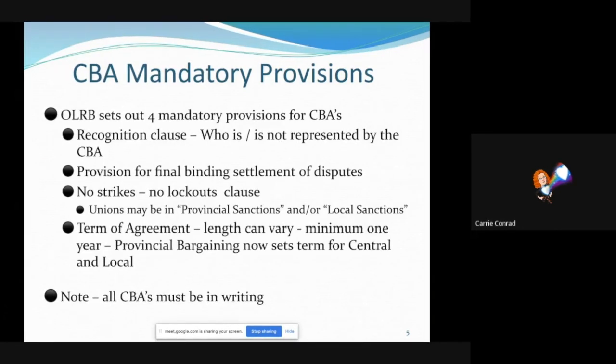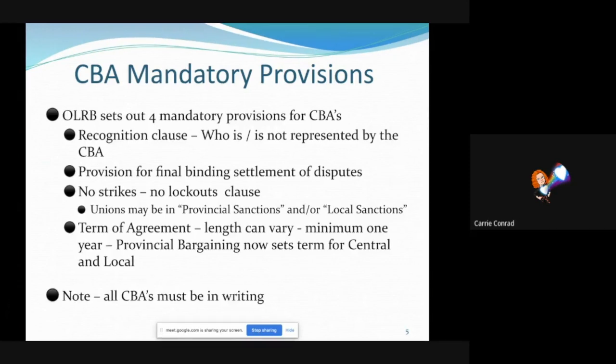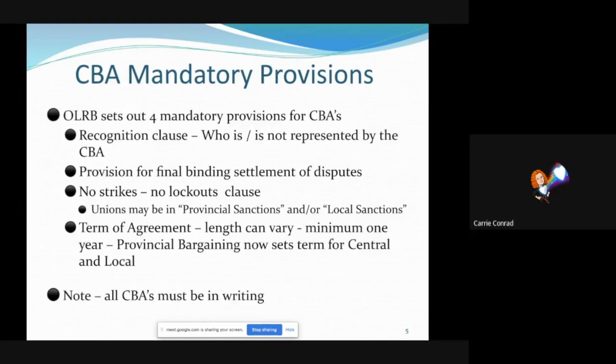The term of agreement is always identified within the collective bargaining agreement, and that can vary from a minimum of 1 year to 3 and 4 year collective agreements, which have been traditional over the last decade within the education sector. What's important to note is that all collective bargaining agreements must be in writing.